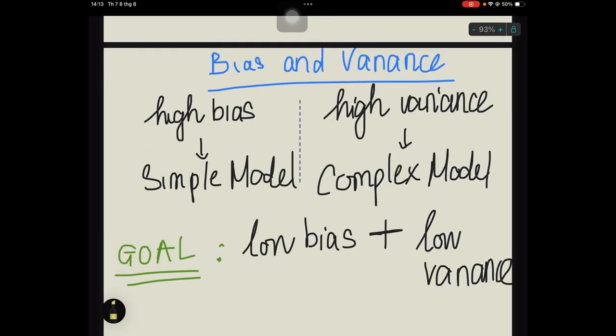Okay, so every predictive model faces a trade-off: bias and variance. High bias means the model is too simple. It misses important relationships. And high variance means the model becomes too complex. It memorizes the training data. The goal is not maximum complexity, the goal is the right amount of complexity.